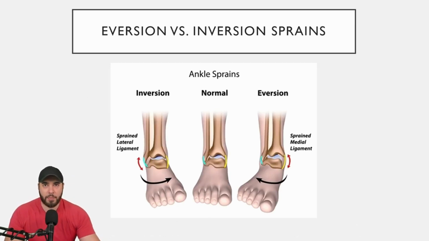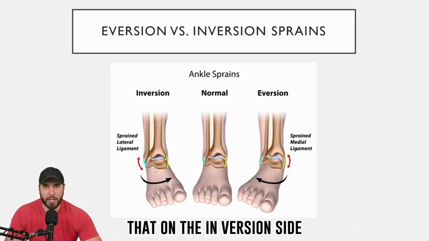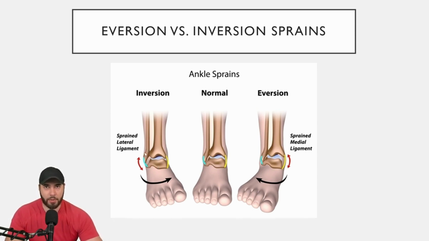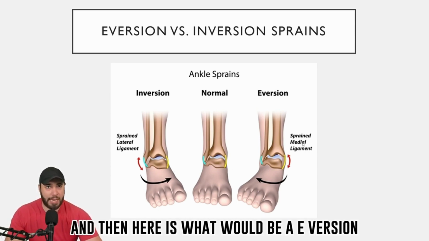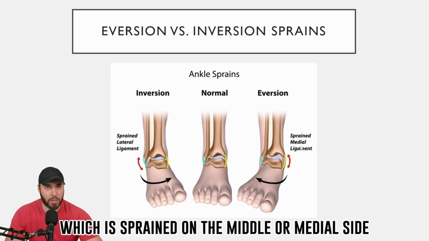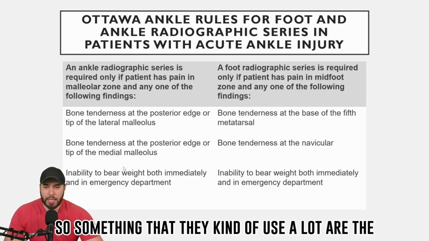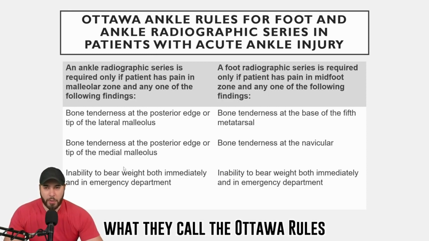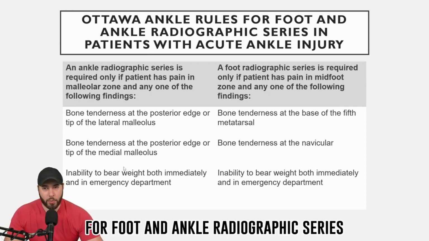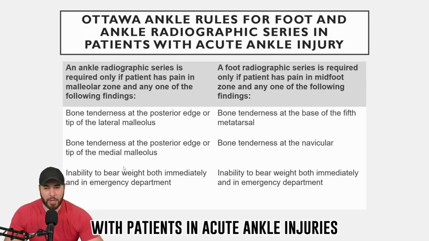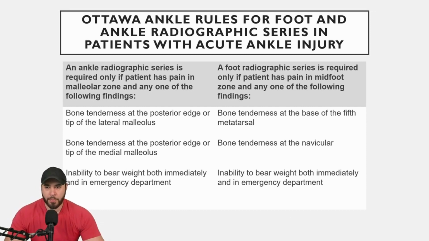As we can see, on the inversion side, it's a sprain of the lateral ligaments, kind of the normal one, and then here is what would be an eversion, which is sprained on the middle or medial side. Something that they use a lot are what they call the Ottawa rules for foot and ankle radiographic series with patients in acute ankle injuries.